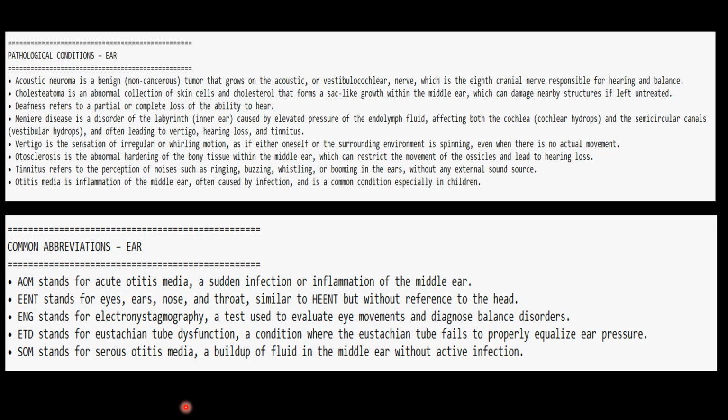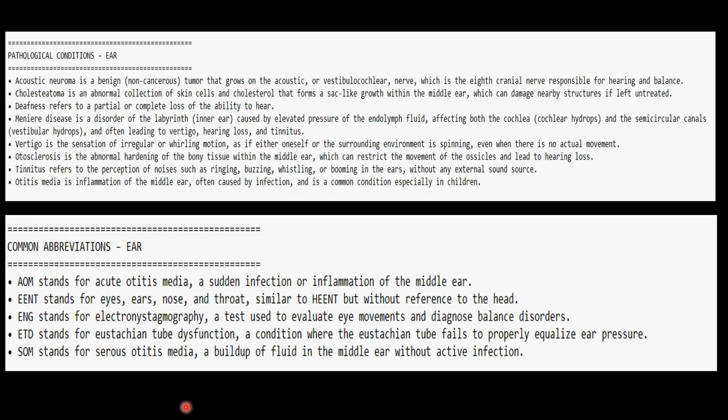Second thing is cholesteatoma. Cholesteatoma is nothing but an abnormal collection of skin cells and cholesterol that forms a sac-like growth within the middle ear, which later can damage the nearby structures if left untreated. So if this sac-like growth is not treated properly, then it will definitely damage the nearby structures.